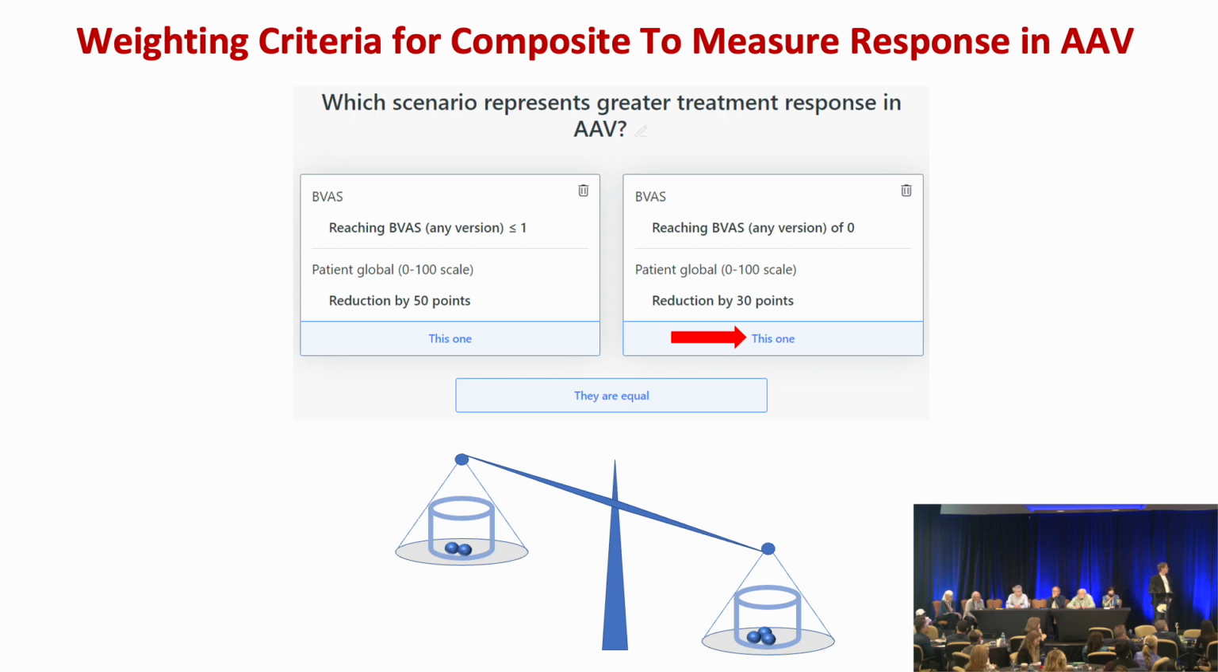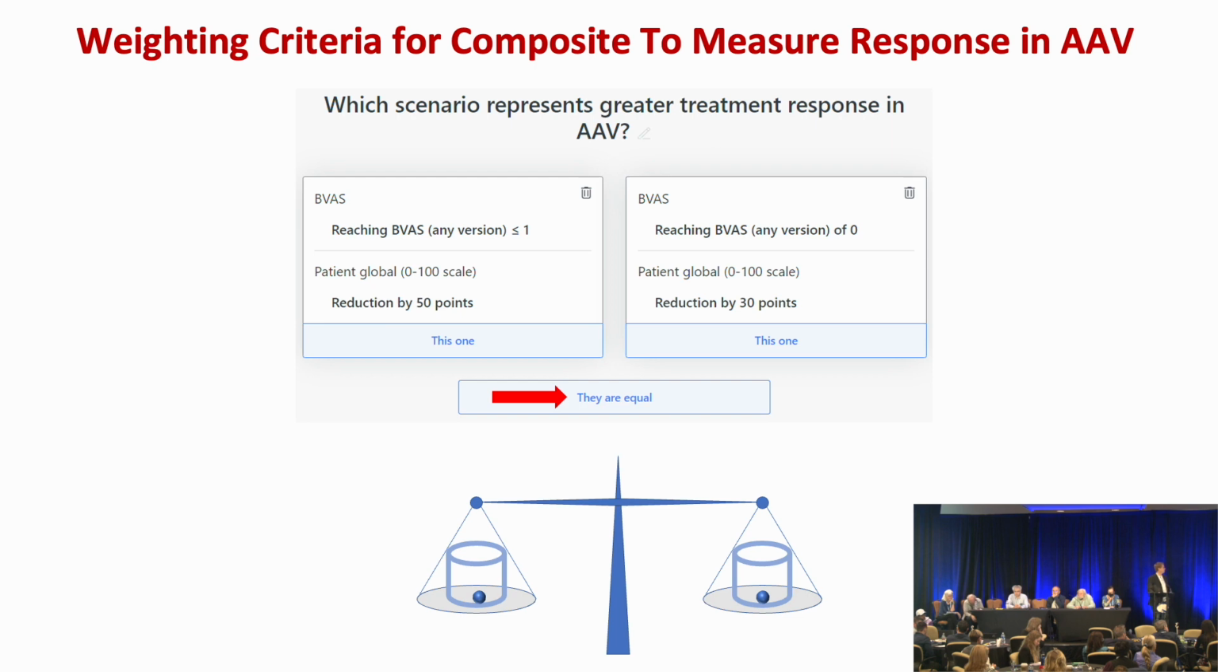And the participants could choose one scenario, the one to the left or to the right, or they could conclude that this was equal. This can be done individually, and also people can do it using a consensus approach. I think this is very important to consider, especially for those who are just going to average out the preferences in the decision making.